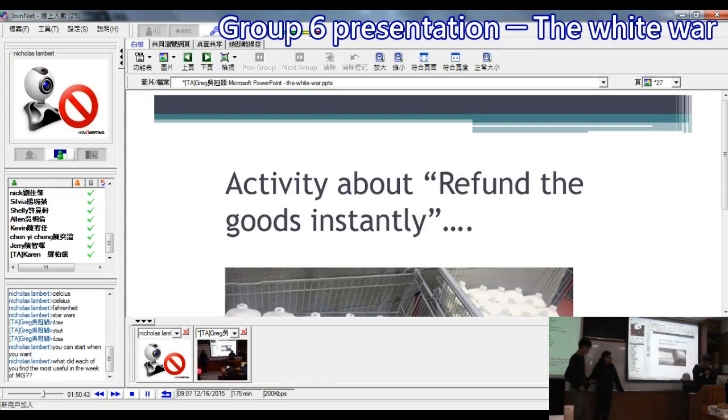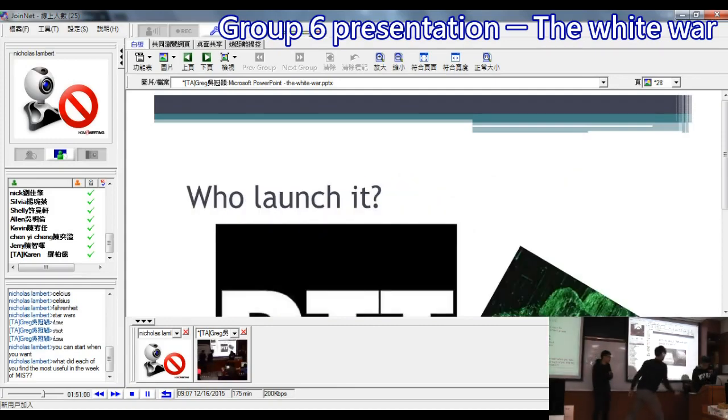Now I'm going to talk about the activity about refunding goods instantly. We talked about Dingxin and Costco before. This activity was launched by the users of PTT, which is an internet community.